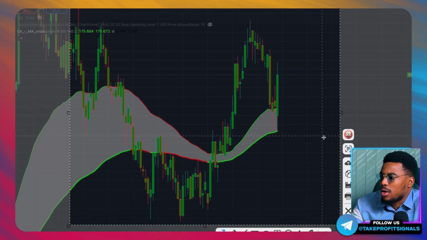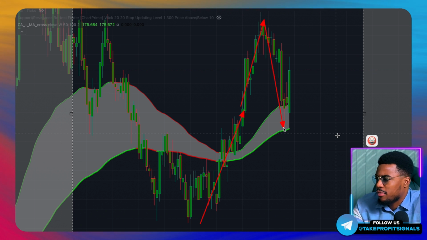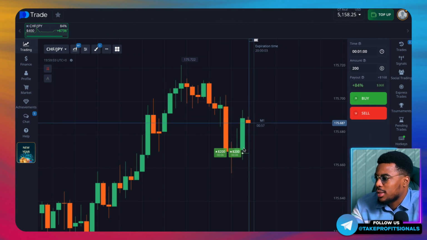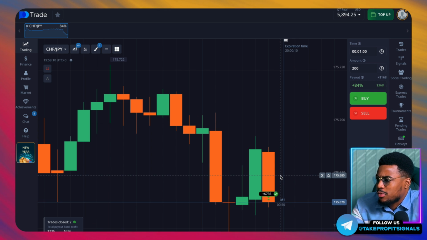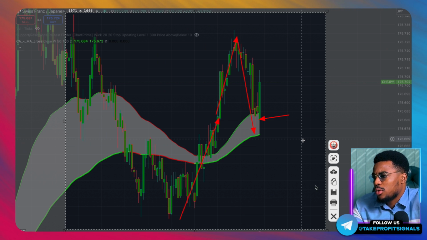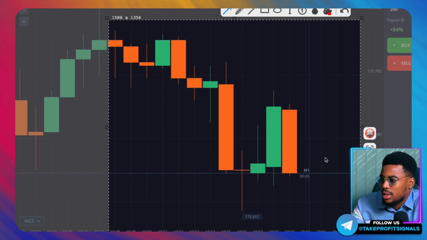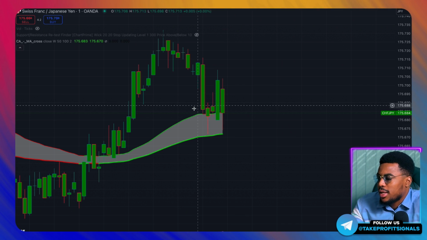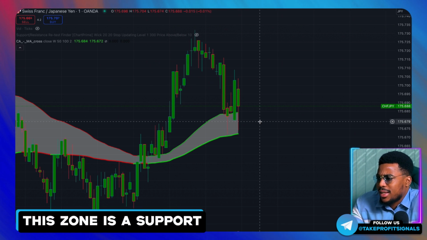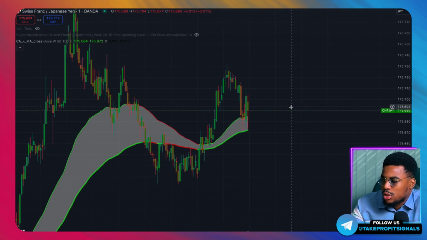So we have a breakdown. Yes, it was a long breakdown. Now we are back. We have formed this beautiful Japanese candlestick that I told you about. It is a doji candlestick, and we open a trade. Now, of course, it was very risky, but it is good that we managed to enter and exit the trade in time. This candlestick just signals us about the appearance of buyers. Plus, this zone is a kind of support. We open a series of deals and get a good result. So let's move on.